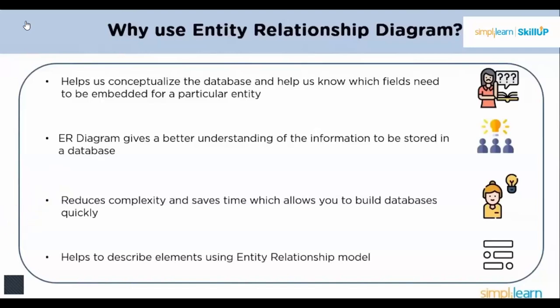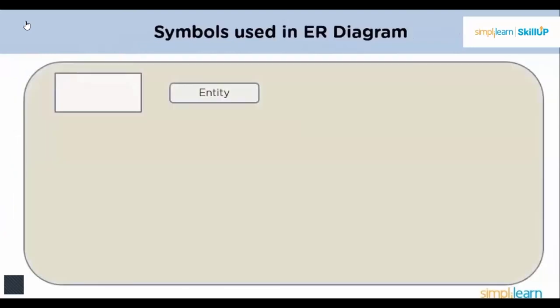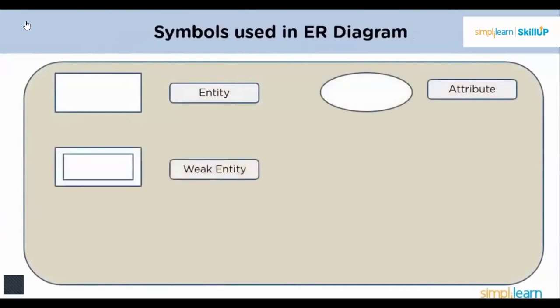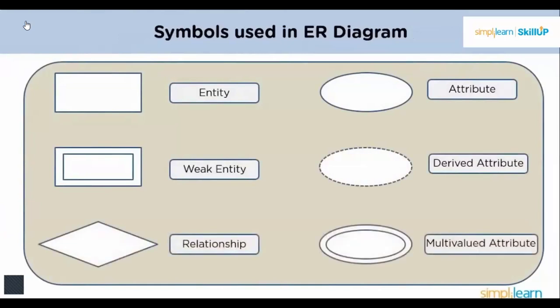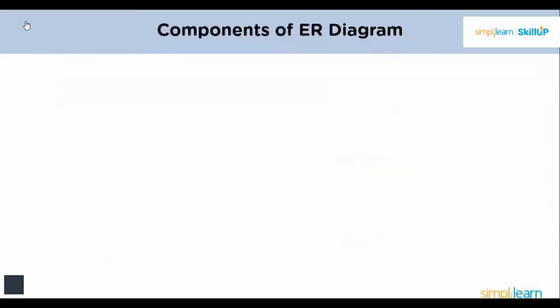After knowing its uses, now we should get familiar with the symbols used in ER diagram. The rectangle symbol represents the entities, oval symbol represents attributes, a rectangle embedded in a rectangle represents a weak entity, a dashed oval represents a derived attribute, a diamond symbol represents a relationship among entities, double oval symbol represents multi-valued attributes. Now we should dive in and learn about the components of ER diagram.